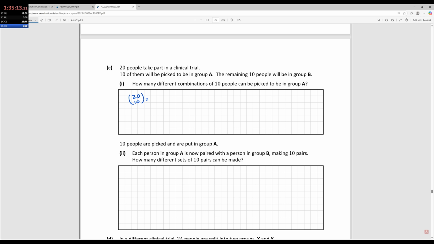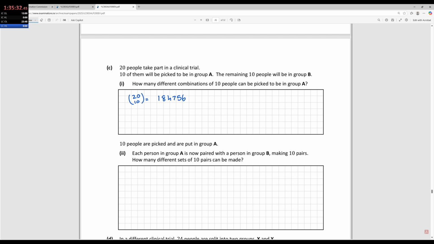It'll be a massive number. I don't want to try that in my head, actually. Well, I would, but not here. Okay, it's massive, never mind. 1, 8, 4, 7, 5, 6. Isn't that right? Yeah, 10 people are picked and put in Group A.